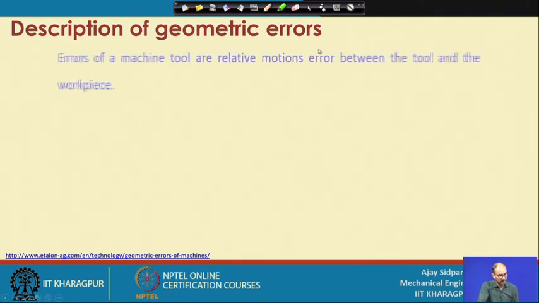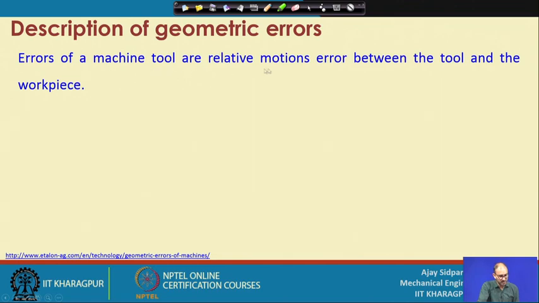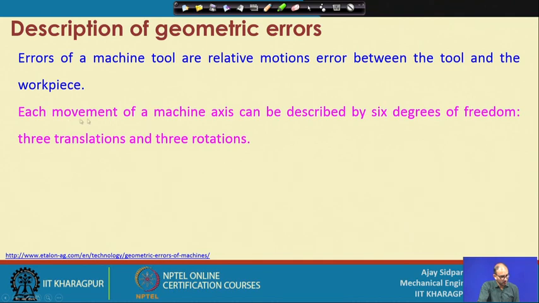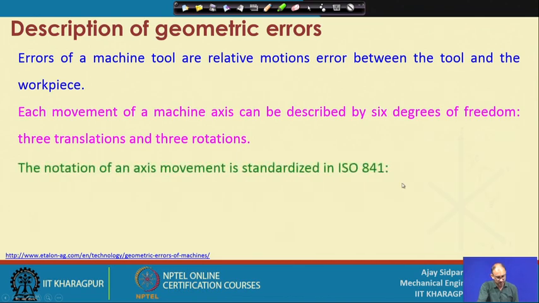Description of the geometric error. Errors of a machine tool are relative motion errors between the tool and the workpiece. Now, each movement of a machine tool axis can be described by 6 degrees of freedom, 3 translation and 3 rotation. So, that we have seen here.